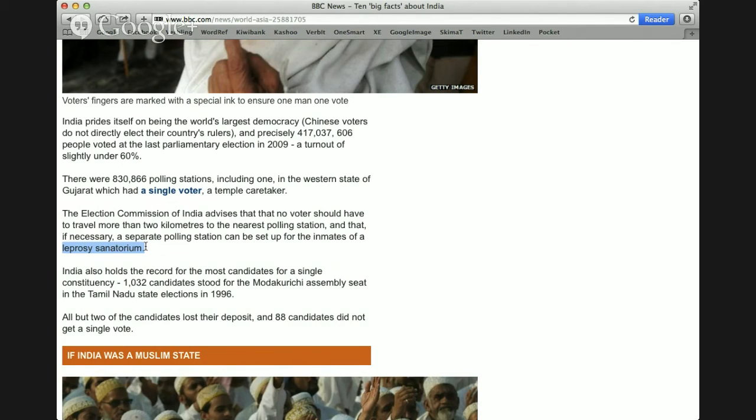Good question. Does anybody know what leprosy is? Yeah, it's an illness. Correct. It's an illness of the skin, I believe, and it's extremely contagious, I think. So the people who have this illness have to be quarantined in some way. They have to stay away from everybody else, right? A sanatorium, you can see that it comes from Latin. It basically means a place of health. So a leprosy sanatorium is just somewhere that people with leprosy go to get better or recover.